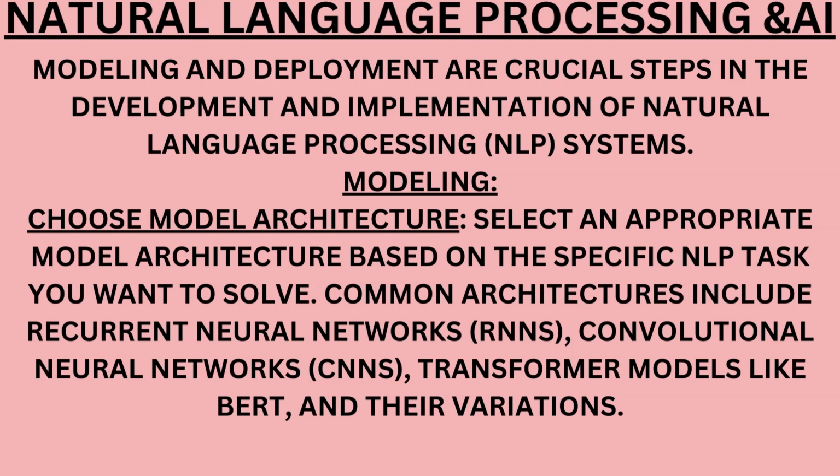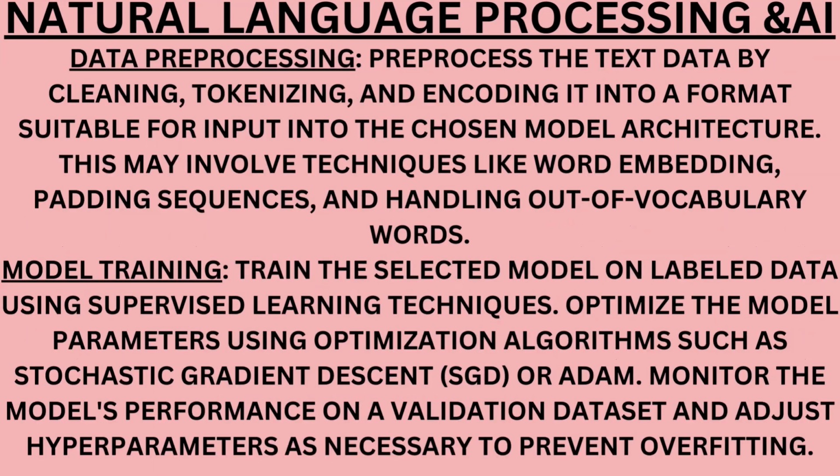Modeling. Choose model architecture. Select an appropriate model architecture based on the specific NLP task you want to solve. Common architectures include recurrent neural networks (RNNs), convolutional neural networks (CNNs), transformer models like BERT and their variations. Data preprocessing. Pre-process the text data by cleaning, tokenizing, and encoding it into a format suitable for input into the chosen model architecture. This may involve techniques like word embedding, padding sequences, and handling out of vocabulary words.